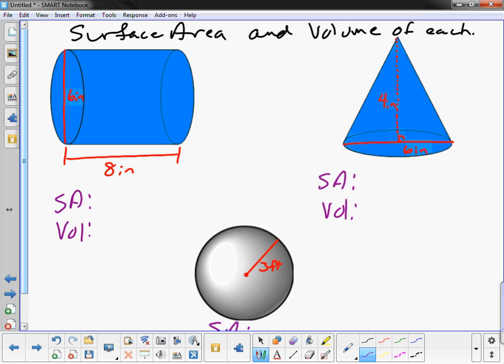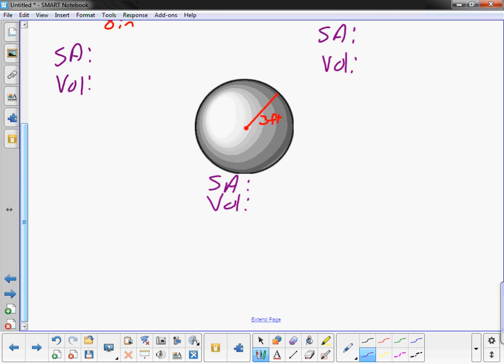Let's start with the sphere, since it was the easiest one on the list. The surface area is 4 pi radius squared. So 4 pi times 3 squared, which would be 3 squared is 9 times 4, would give me 36 pi square feet. That would give me an exact answer. And ideally, I would want to keep the exact answer for these problems.